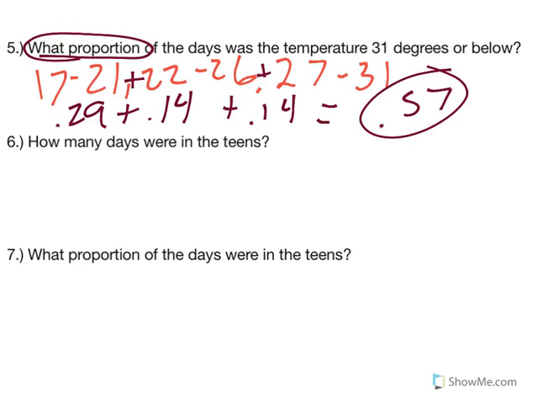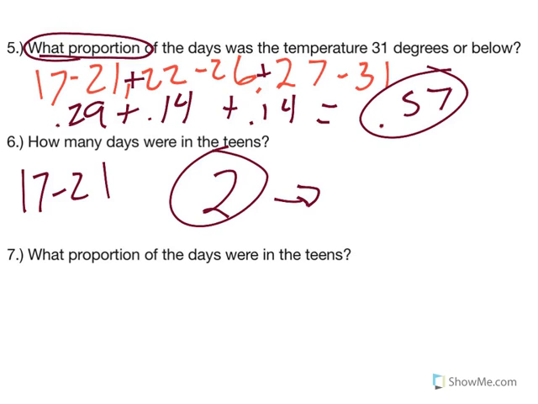And then the question that says how many days were in the teens. You can't answer this by looking at your frequency table because your frequency is 17 to 21. Well, 20 and 21 are not teens. They're the 20s. So you've got to go back to your chart and look, and the answer to this question is 2 because we have an 18 and a 19. So that one you have to just go back to your data.